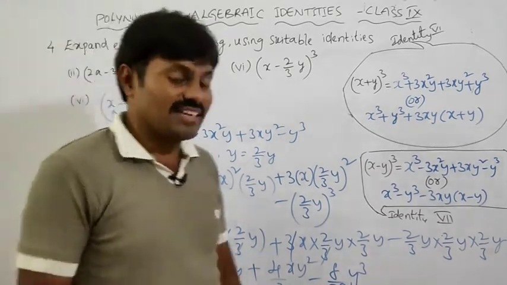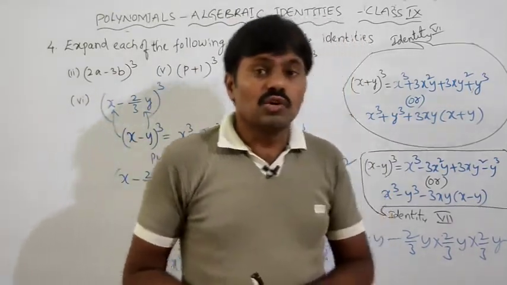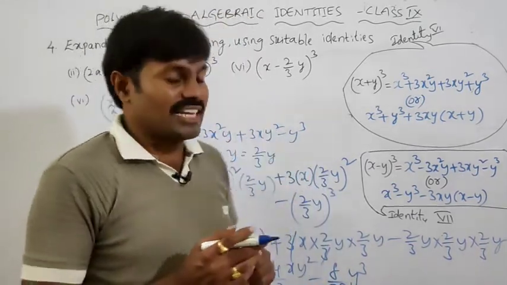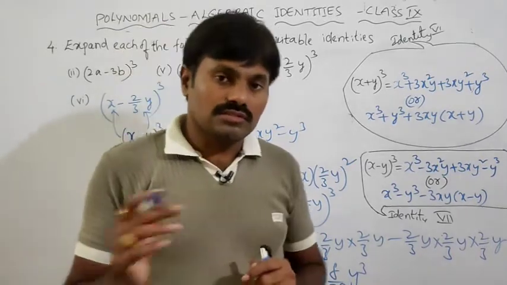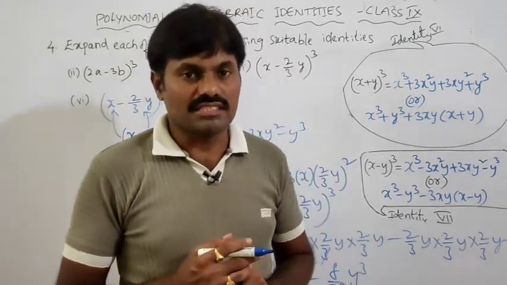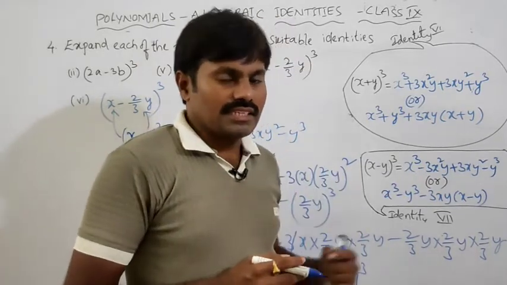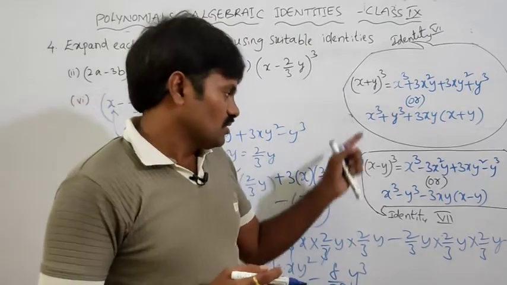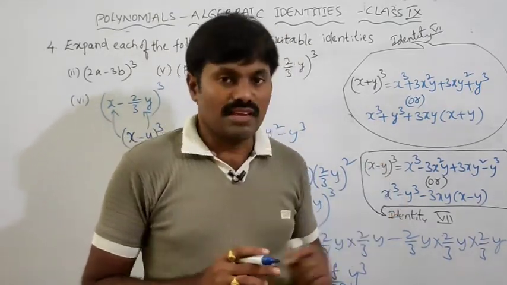Is it clear, my students? So like this we can use identities 6 and 7 to simplify the given values, and we can expand the binomials into algebraic expressions. Is it? In the next class we will solve a few more problems related to these identities. Is it? I will give some assignment regarding this.